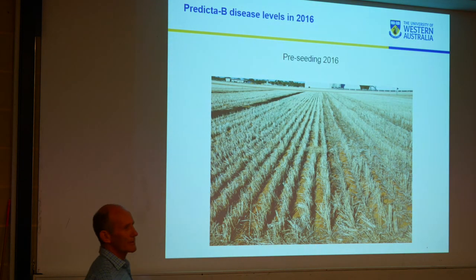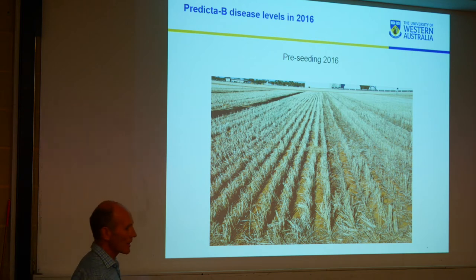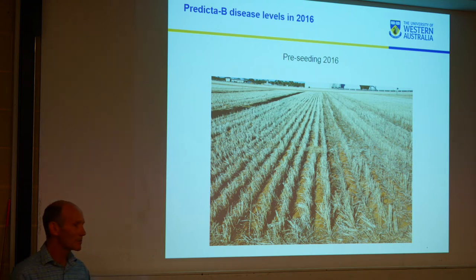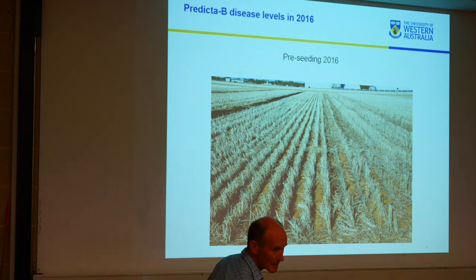Okay, so what I've shown you there is just the difference between 2016 and 2007. So it's hard to gauge, obviously, how much we actually have in the soil, because it's just showing the difference. So I'd like to now present just some data from 2016. What have we got in the soil now? And we'll start off just looking at the pre-seeding levels that we measured in 2016.